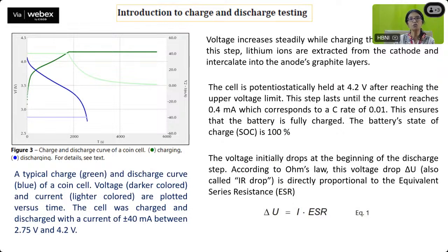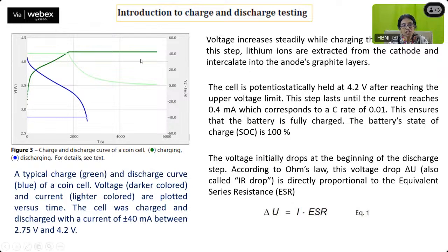Then you have something which we do when you have a coin cell or lithium-ion battery: you do a charge and discharging state test. So what is this? The voltage increases steadily while charging the battery. You can see over here, this voltage is increasing steadily when you are charging the battery. During this step, lithium ions are extracted from the cathode and they intercalate into the anode's graphite layers.